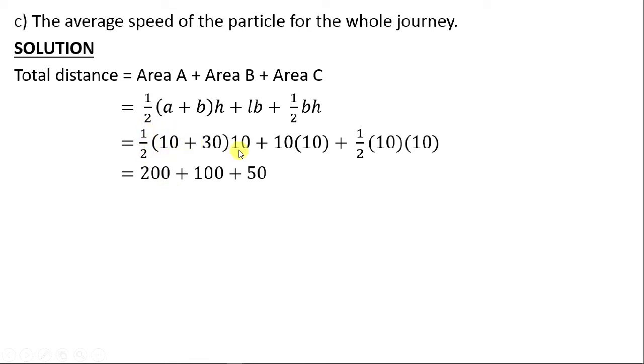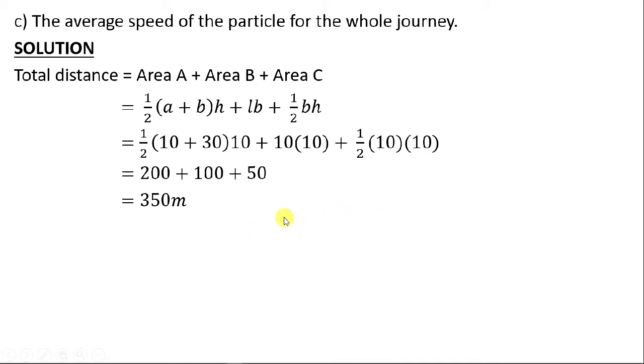So if we solve that, half times 40 will give us 20, times 10 will give us 200. 10 times 10 will give us 100. 100 times half will give us 50. Add that, we are going to get 350. Therefore, total distance was 350.